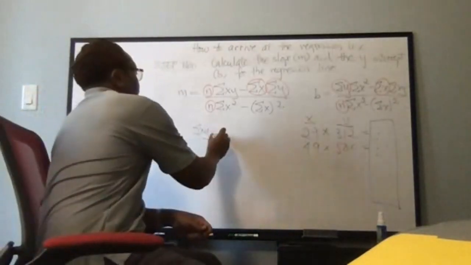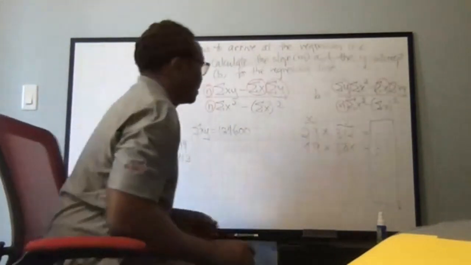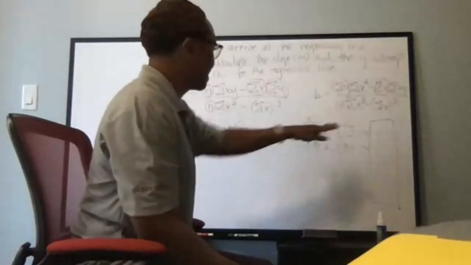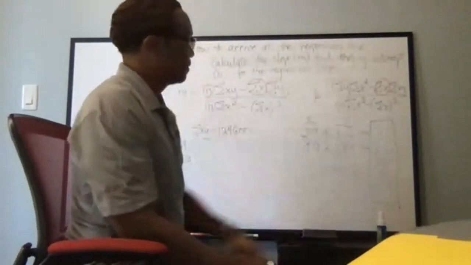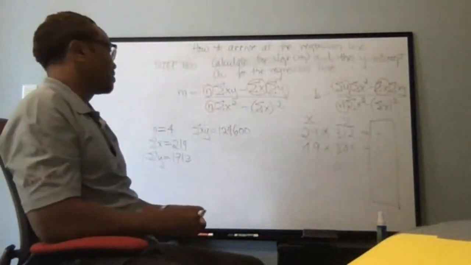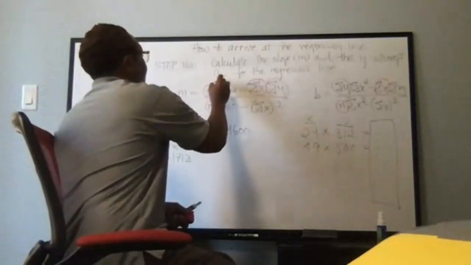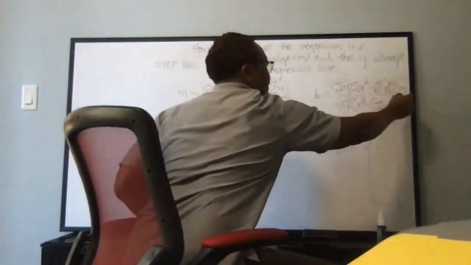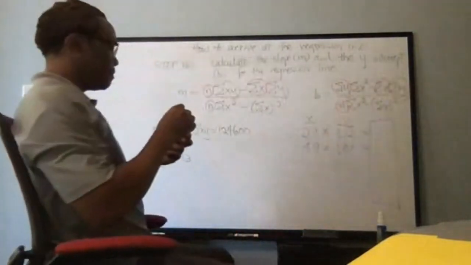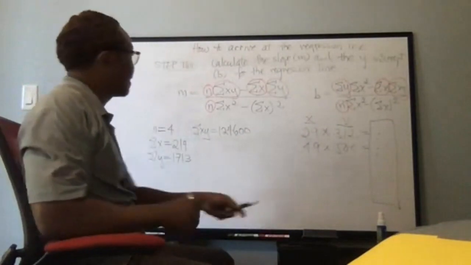So that's 124600. Again, this times that, that times that, this times that, that times that, then add them all together. Okay, see, multiplication comes first. All right, so that's this one. Then over here, that's this one. That's that one. We got 2 things left to find.